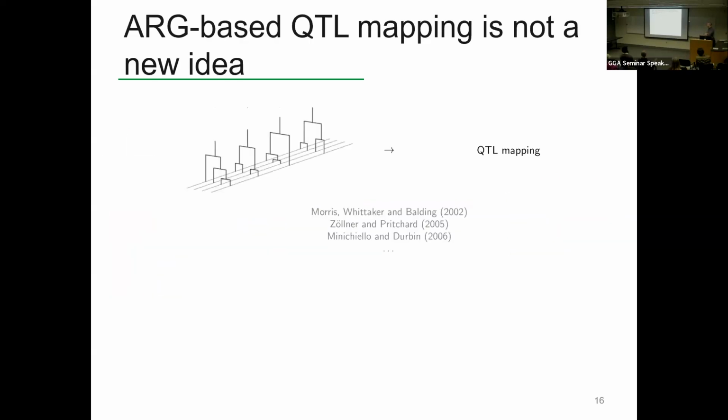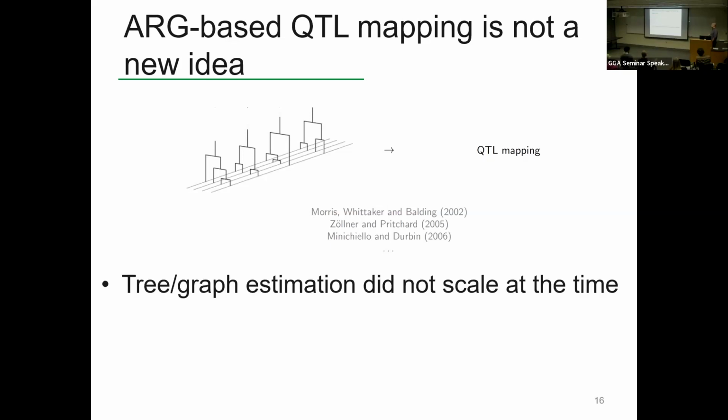And I should point out that doing this kind of ARG-based mapping is not a new idea. It's been tried going back 20 years, and haplotype-based association methods are even older than that, which use the same general principle as what I'm going to talk about here. But some of the problems in previous attempts at this approach, well, mainly it was that you couldn't estimate the trees very well. You couldn't estimate the underlying trees.